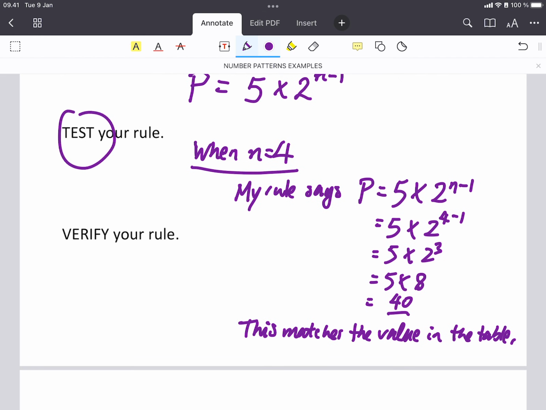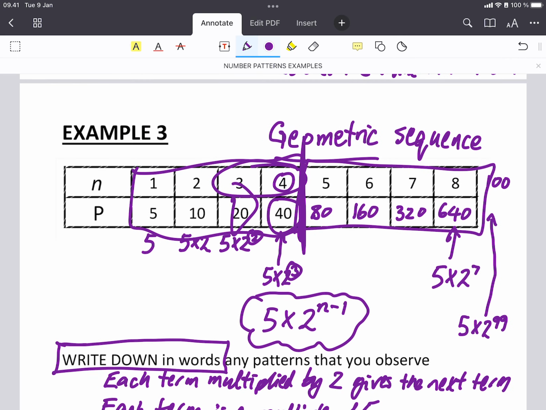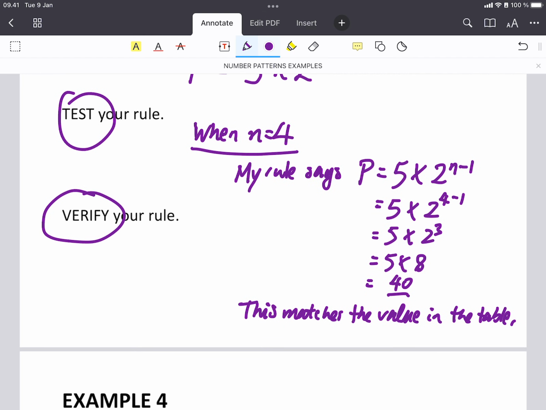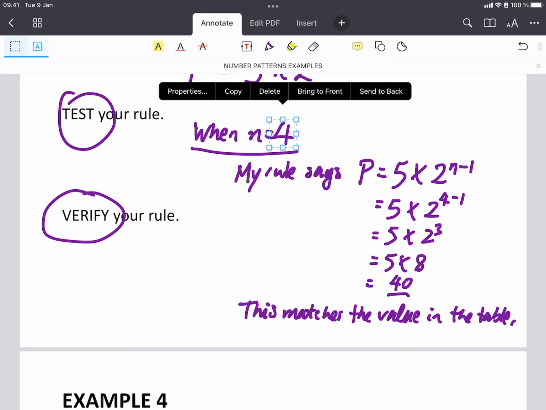So that's testing them, where you do it for the low values, where they've already given you both values. And the only difference with verifying is that you do it for a couple of higher values. So let's say you do it for 6 and 7. So when n equals 6, let me just delete all the 4's.